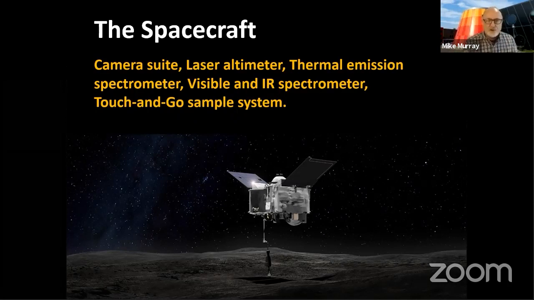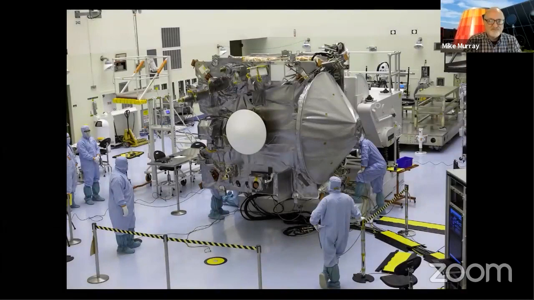We have these things called spectrometers. That's a way of looking at the light so that we can see what kind of composition is there. We can look at spectral lines to see what elements are visible. And so we do use visible light, infrared, IR, meaning infrared, and even thermal in order to help understand a lot more about the composition of the asteroid. And then there's this thing called the touch and go sample system.